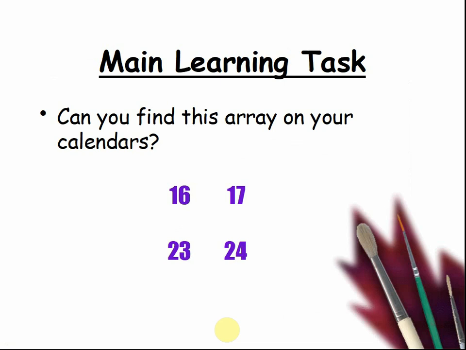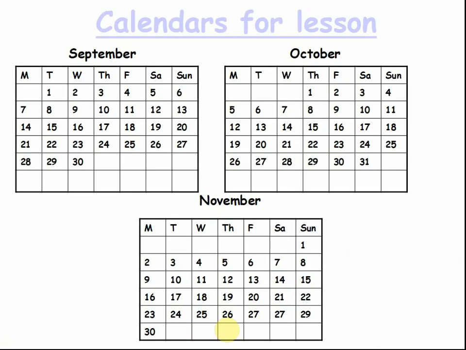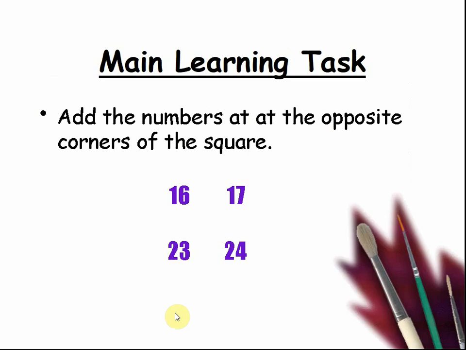16, 17, 23, 24. Here it is, and here, and here again. Add the numbers at the opposite corners, so 16 plus 24 and 23 plus 17. Pause the video and tell your teacher what you discover.